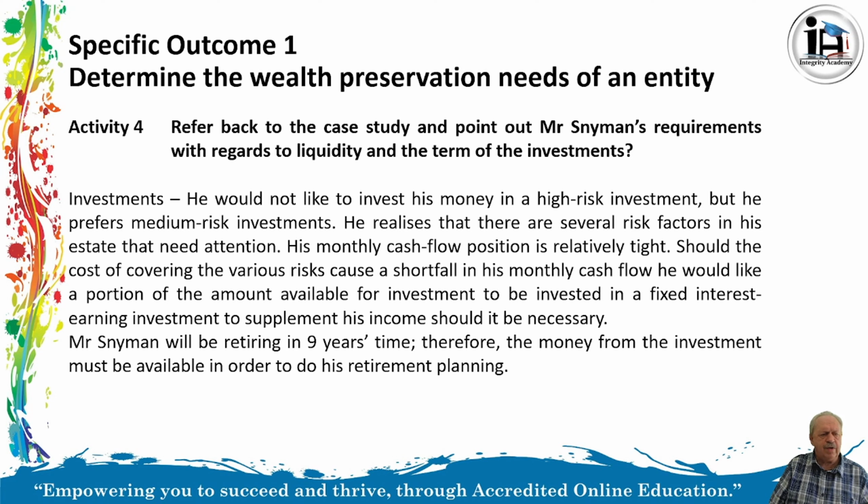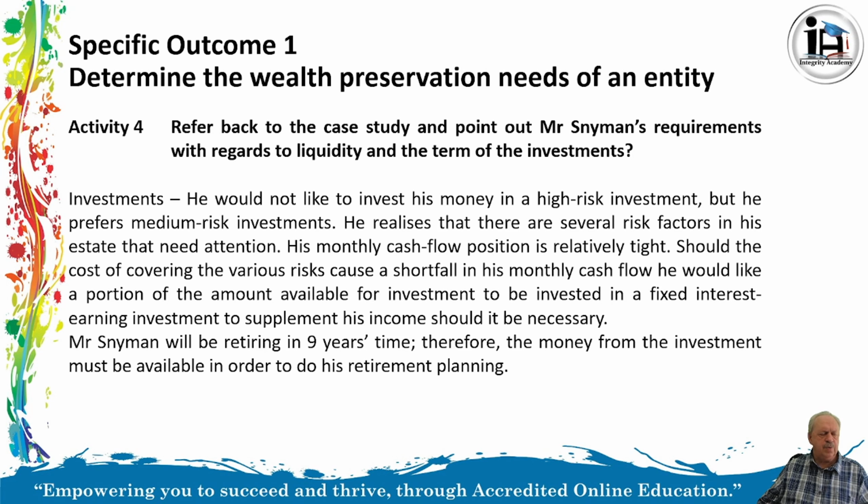Should the cost of covering the various risks cause a shortfall in his monthly cash flow, he would like a portion of the amount available for investment to be invested in fixed interest earning investments to supplement his income, should that be necessary. Mr. Snyman will be retiring in 9 years' time. Therefore, the money from the investments must be available in order to do his retirement planning. Right, so that's the first assessment criteria that we've covered now, 4 activities under that.